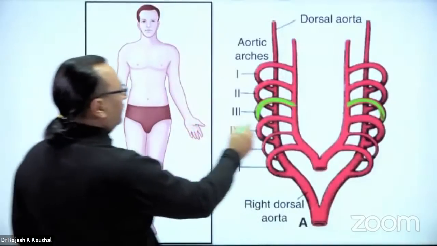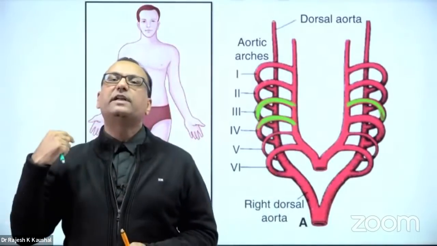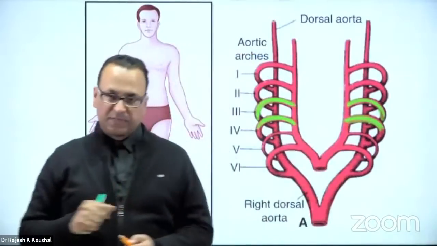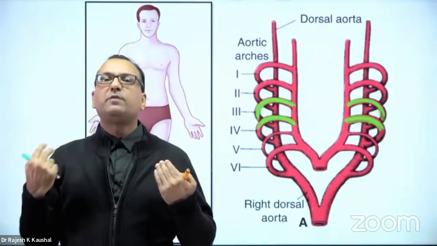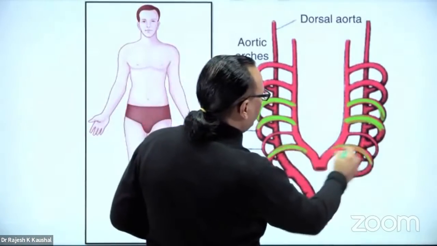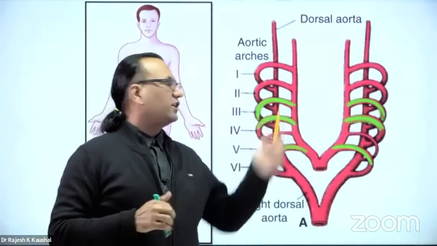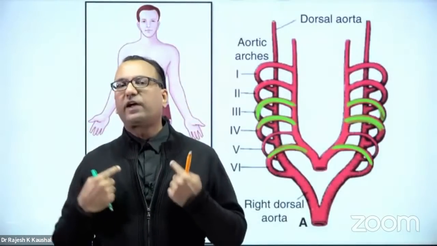Coming to the arch number 4, if you look at the right side, it will be contributing to right subclavian artery, whereas on the left, it is contributing to part of arch of aorta. So 4th arch has some difference when it comes to embryological development. 6th arch, on both sides will be forming the pulmonary arteries, the right branch and left branch of pulmonary artery. Now the 4th arch has a nerve also, a branch of vagus, the superior laryngeal nerve, whereas the 6th arch is a branch of vagus, recurrent laryngeal nerve.